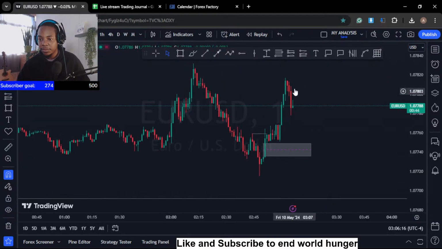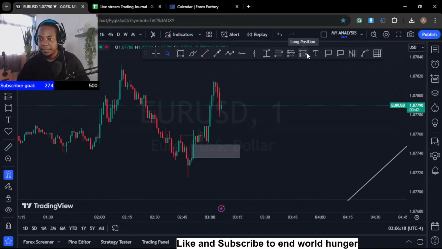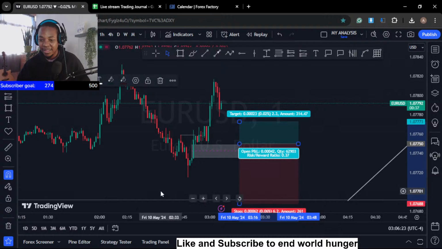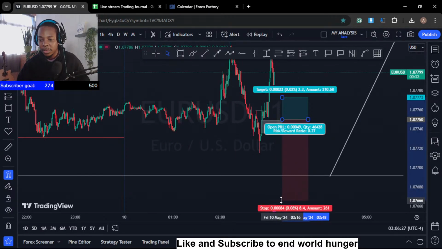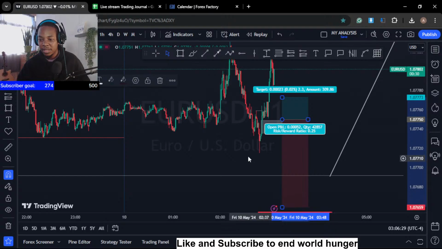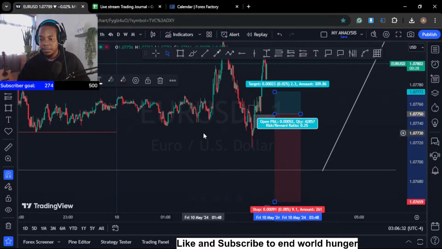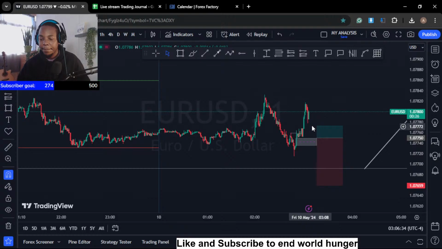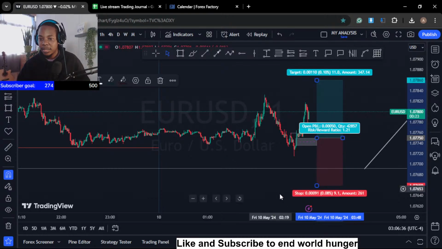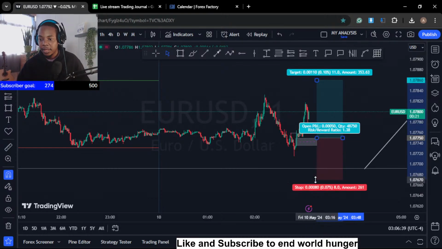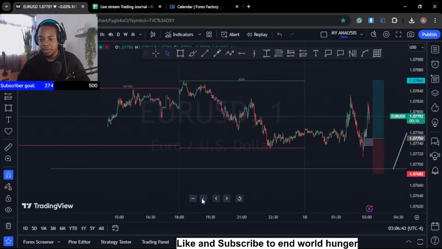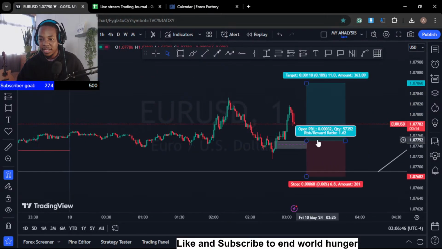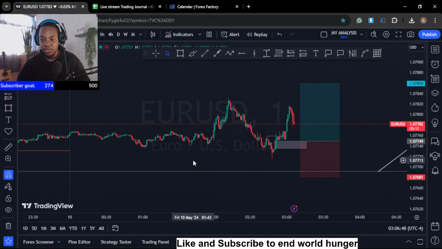But if EU can actually come back into that, I'll be happy to take a buy. 10 pip stop. If prices can actually come back into that, I'll be happy to take the trade just below that sell side liquidity there. If price can actually come back and tap in, I am taking the trade.